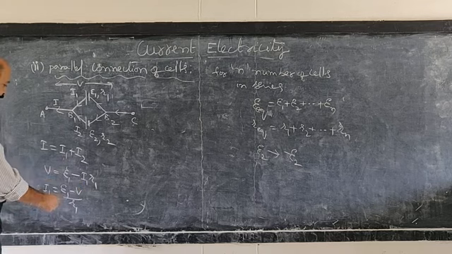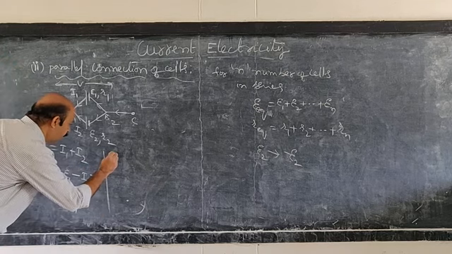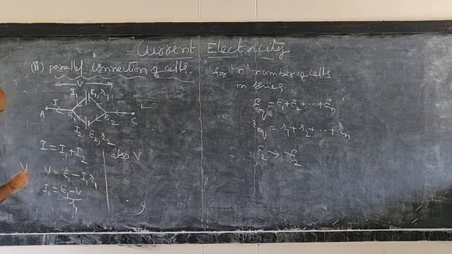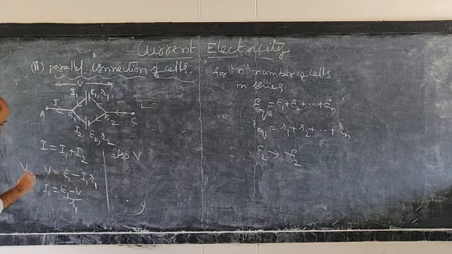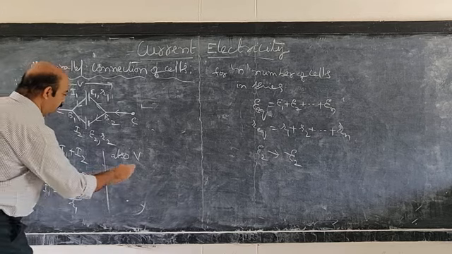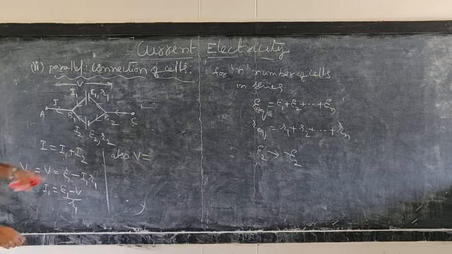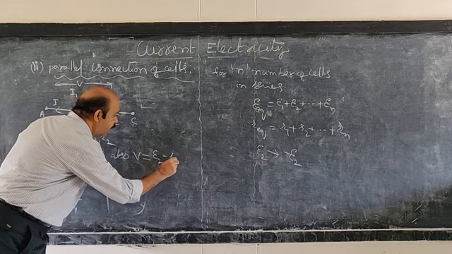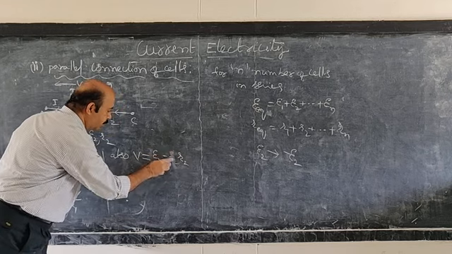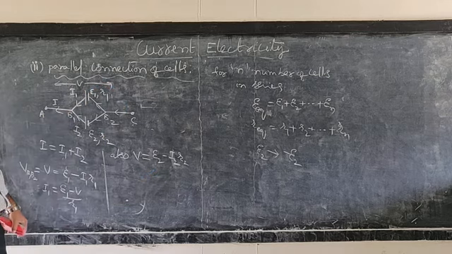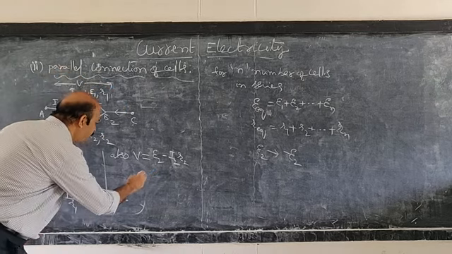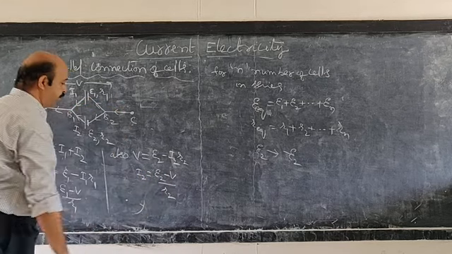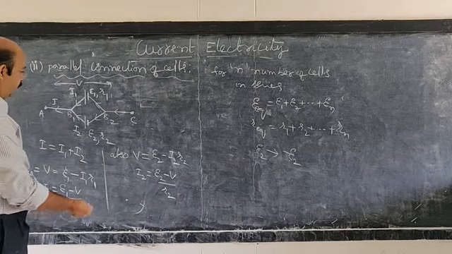Similarly, the potential difference V between B1, B2 can be written in terms of the EMF of the second cell, so that is E2 minus I2 R2. Therefore, I2 is given by (E2 - V) by R2. Therefore, the total current.